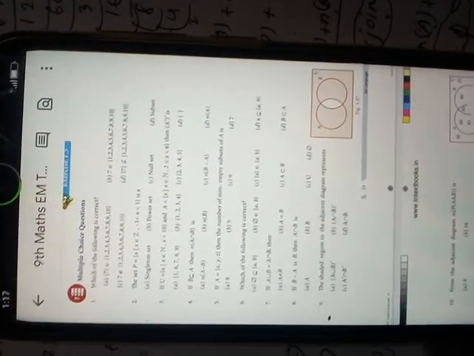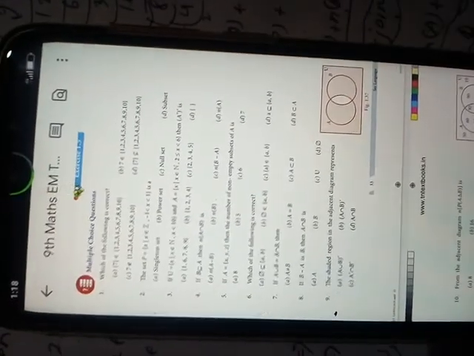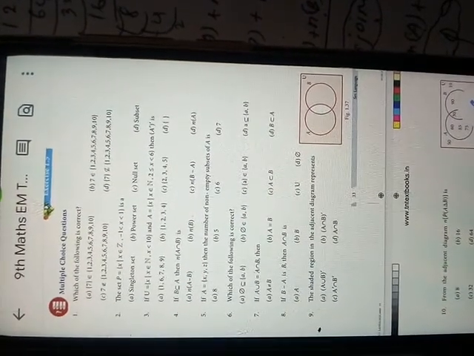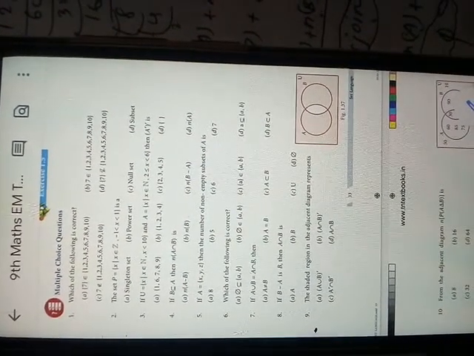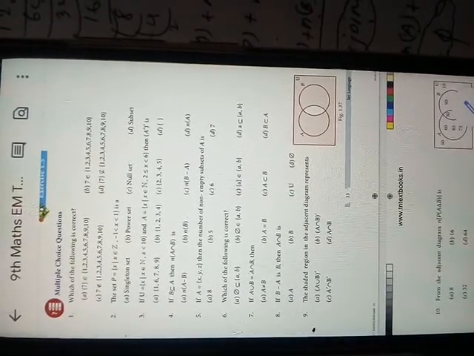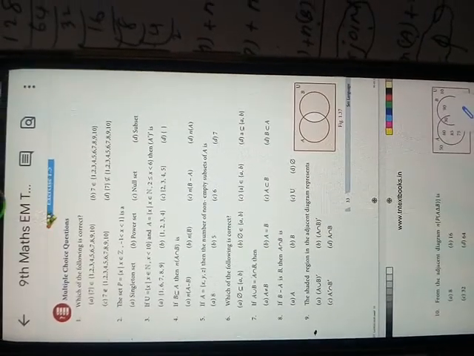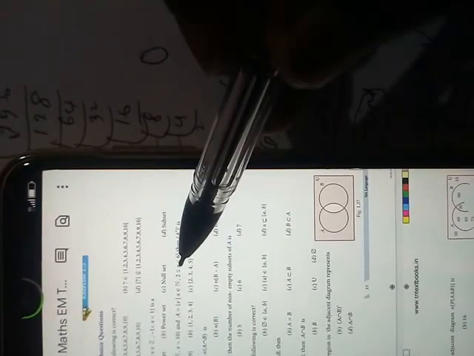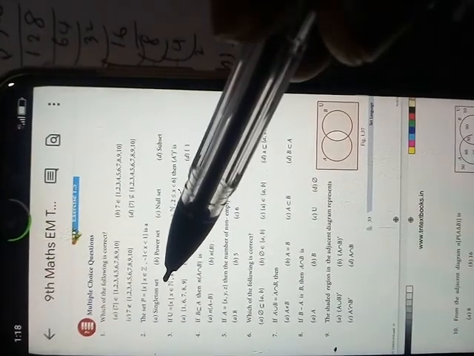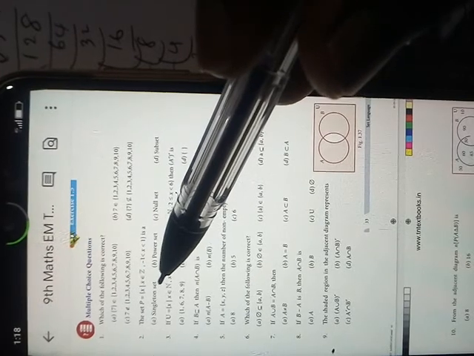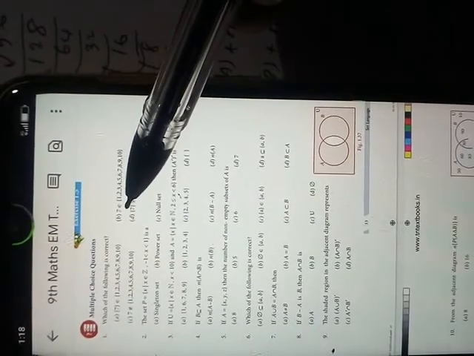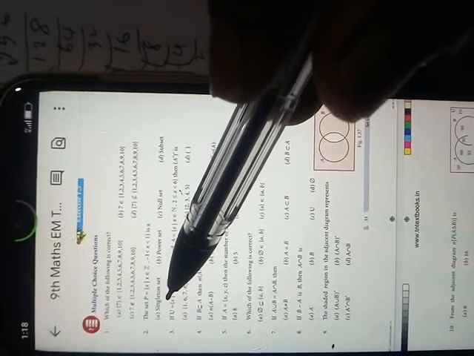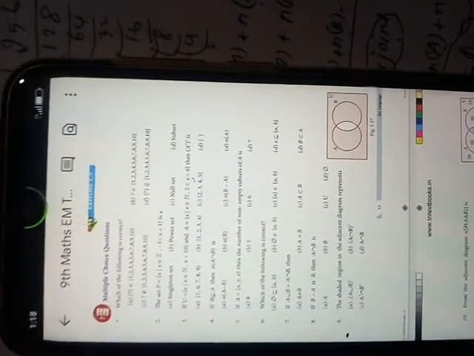Question number 2: the set of all x such that x belongs to Z, minus 1 less than x less than 1. The element 0 is present, so it is a singleton set. The answer is singleton set. First one answer is B. Second one answer is A.